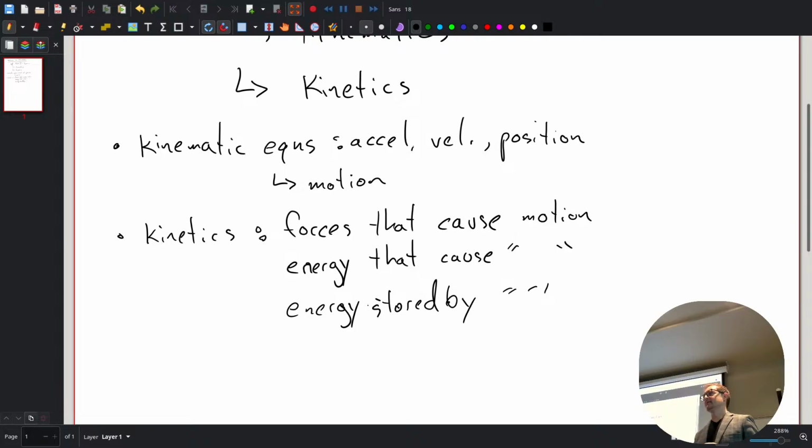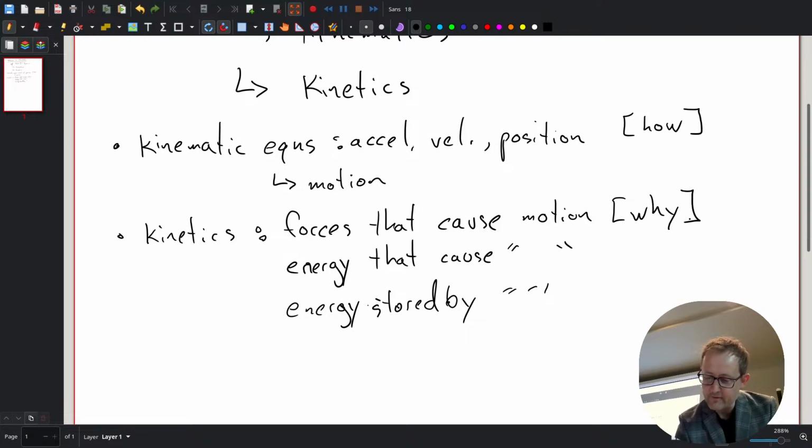So I saw that it's how versus why. How versus why. Okay, I like that. Which one's the how? How is the kinematics: how objects move. And why they move is kinetics. What do we think about that?